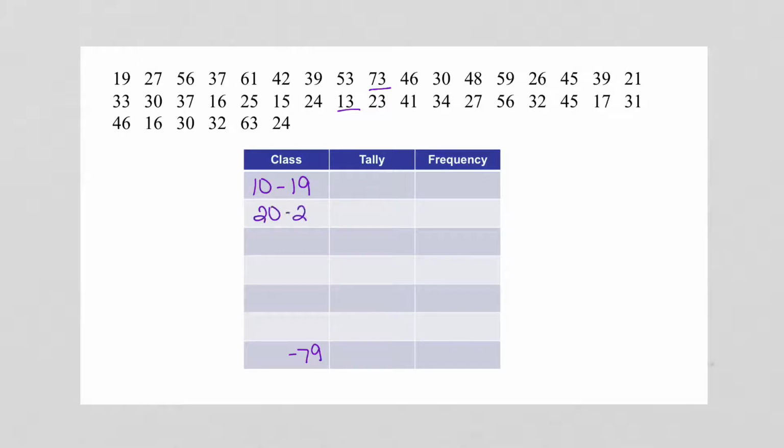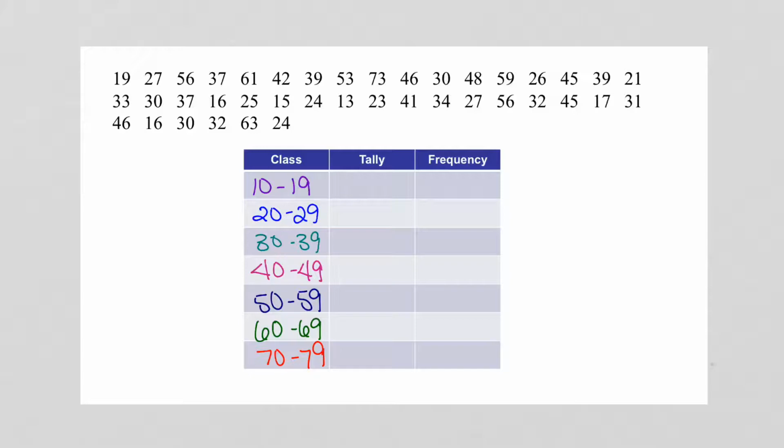We'll do 20 to 29. I'm going to do different colors. 30 to 39, 40 to 49, 50 to 59, 60 to 69, and 70 to 79. And so we start tallying up how much of each of these there are.